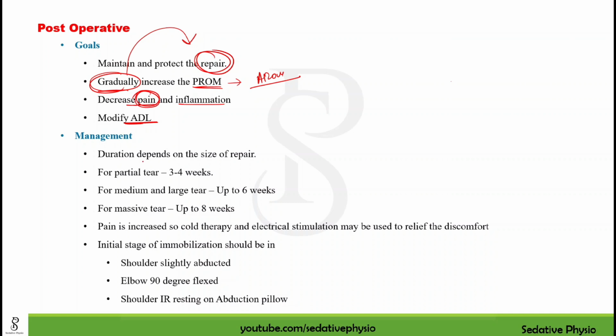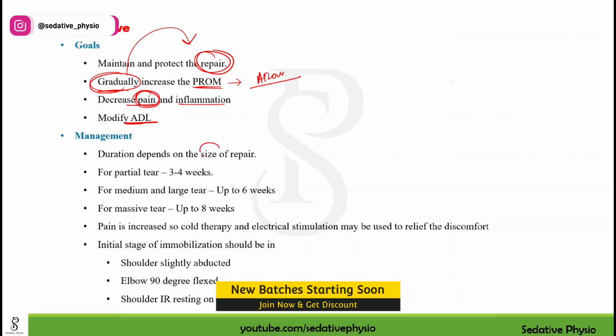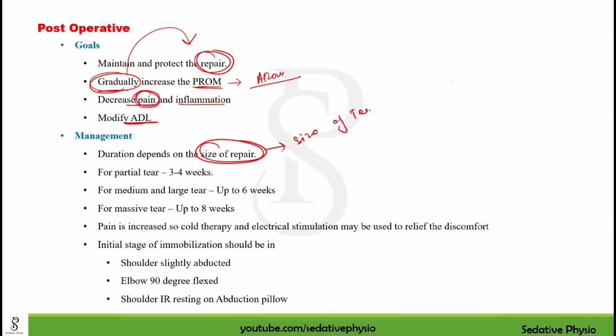Right? What should be the management in the post-operative condition? See, first of all, the duration of the management always depends on the size of repair. Now the size of repair will depend on the size of tear. In the last lecture we discussed the size of tear, you can check it out there. But for now, the size of tear is related to the duration of the post-operative session.